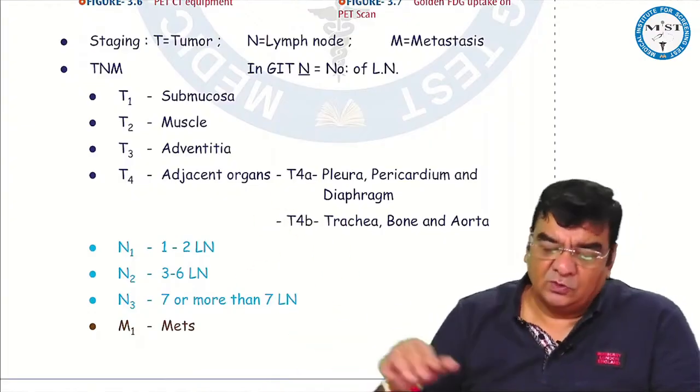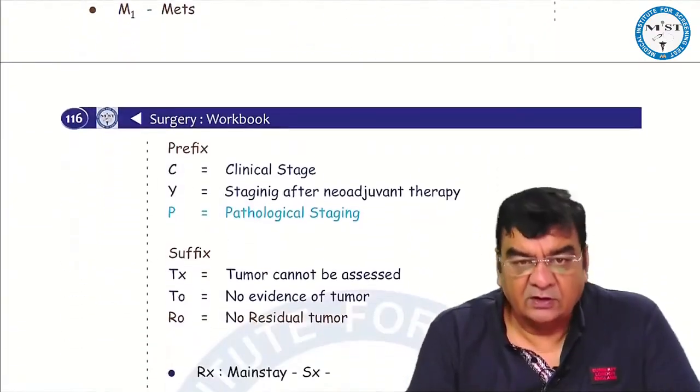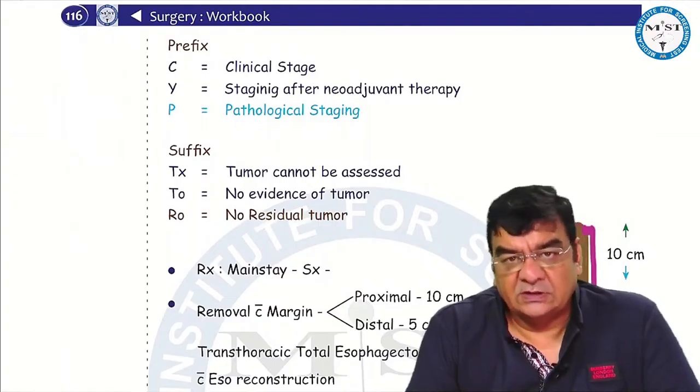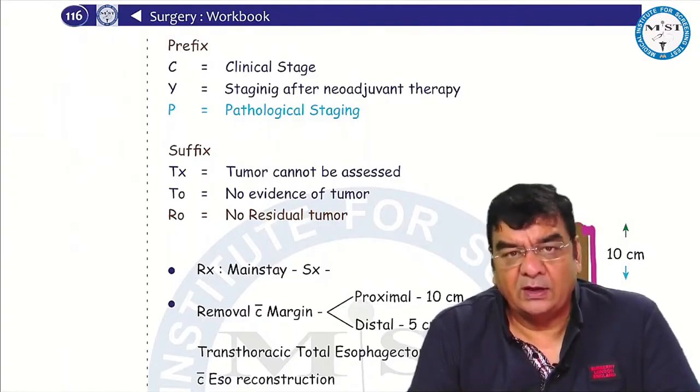By this we come to know whether it's an early stage cancer or advanced cancer or metastatic cancer. We can use various prefixes in cancers like C, Y, P.